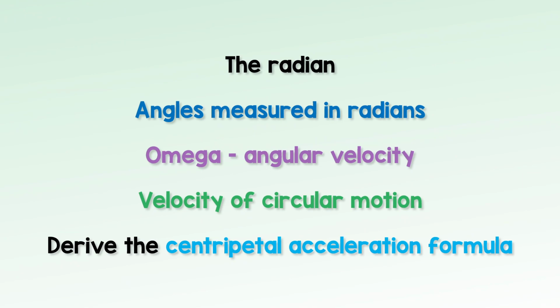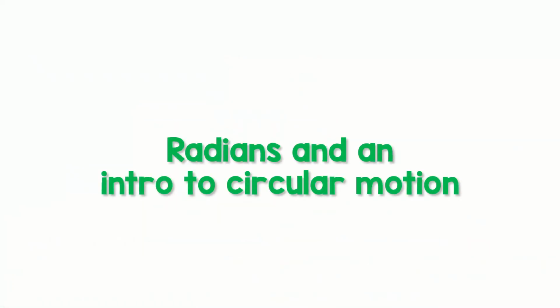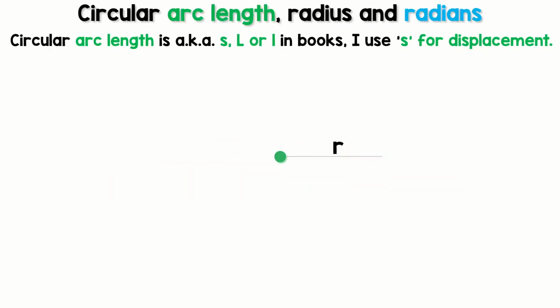In this video, we're going to look at the radian and angles measured in radians, omega, which is the angular velocity, the velocity of an object moving in a circle, and finally, we'll derive the formula for centripetal acceleration. The circular arc length, radius, and radians.